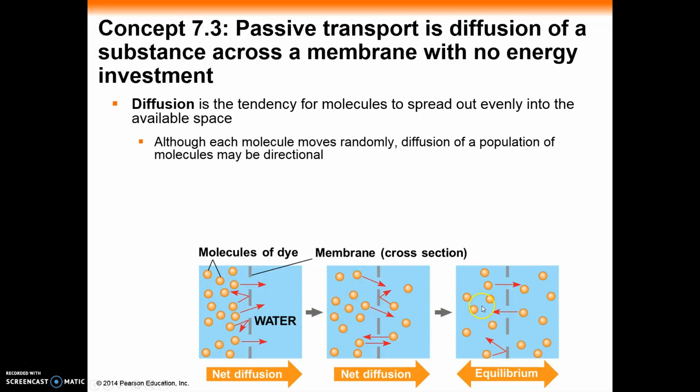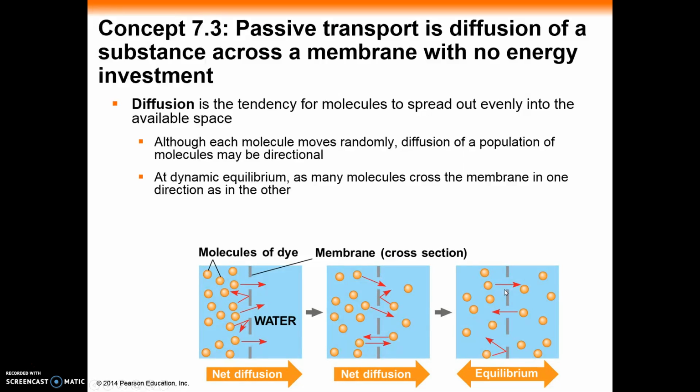Eventually, it's going to reach a point where the concentration is the same on both sides. So you have the same number of molecules on both sides, and then the likelihood of a molecule passing through this way and another molecule passing through the other way are equally likely. This is something that we call dynamic equilibrium. When you reach equilibrium, it's not that the molecules aren't moving, it's just you're getting the same number moving in this direction as are moving back the other direction.